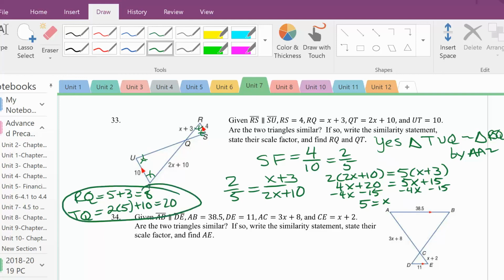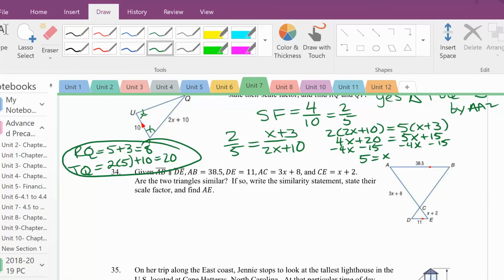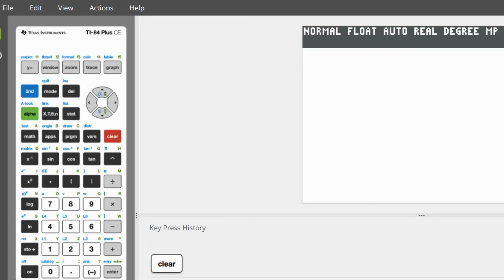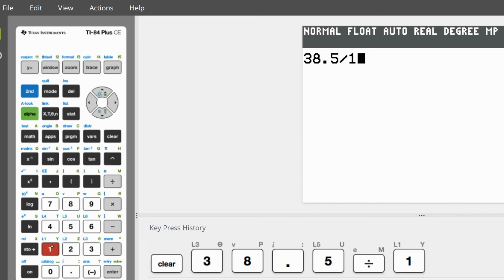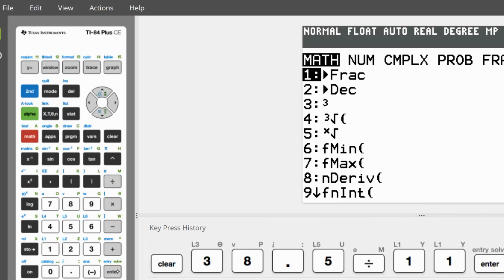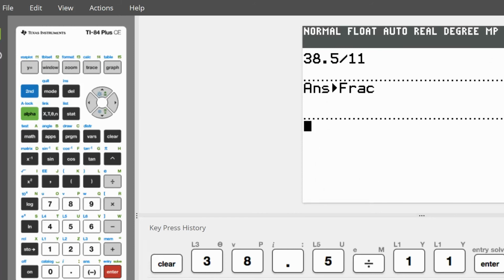All right, so go ahead and try the next one, and then it's similar, and then I'll show you the answers. All right, so the triangles are similar by angle-angle similarity because the parallel lines give you congruent alternate interior angles. And then the scale factor, if you go 38.5 over 11, is 7 over 2. If you need to use your calculator, go 38.5 divided by 11. And if you want to change that to a fraction, you go to math fraction, hit enter, and that gives you the 7 over 2 part.